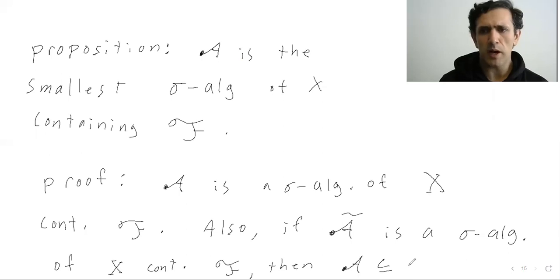So that's what we mean by script A being the smallest sigma algebra containing F. Any other sigma algebra of X containing F is potentially larger, in the sense that it is a superset of script A. It could be equal, but at the very least, it's bigger or equal to. Yeah, and that proves it.